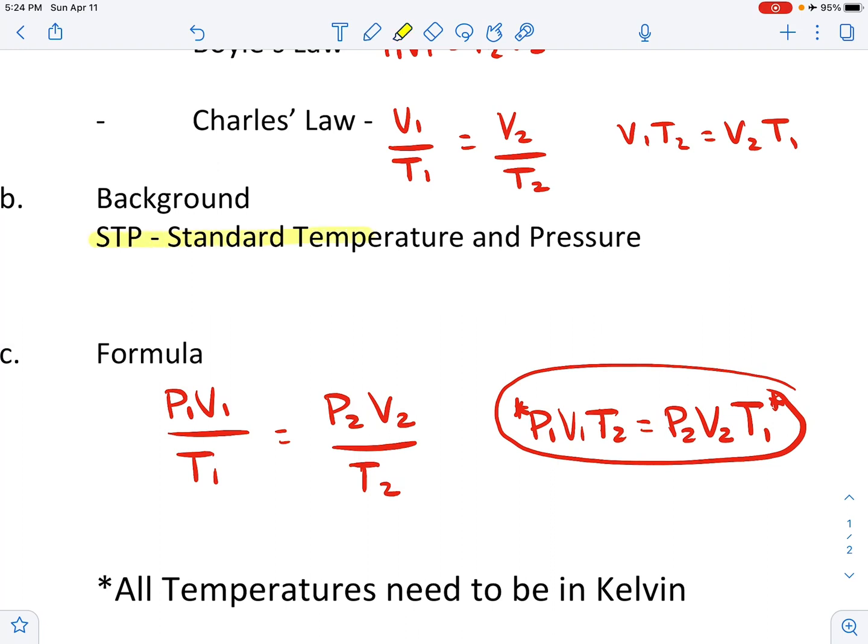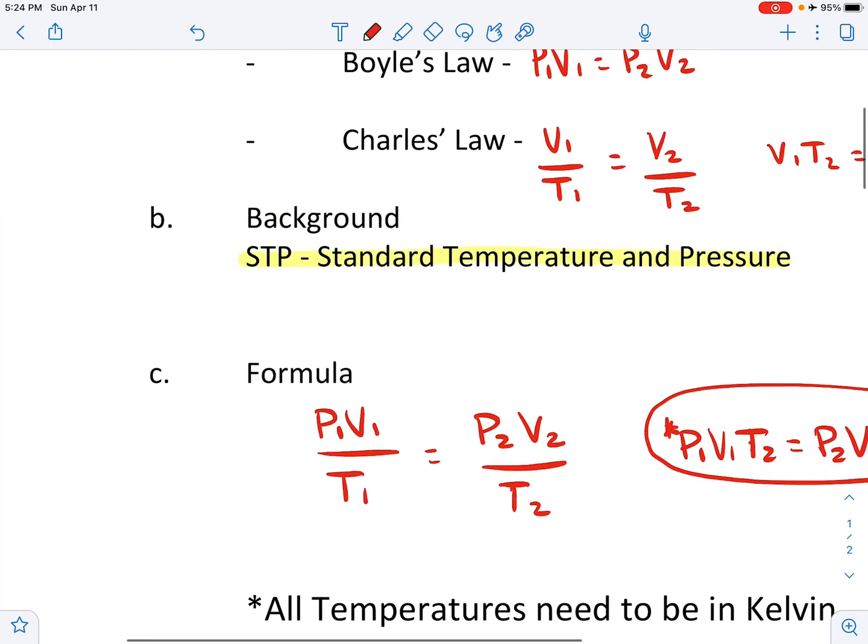All right. Now, going back to the background, STP, standard temperature and pressure. This is very, very important. It shows up a lot, so please star this in your notes. We will see it frequently.